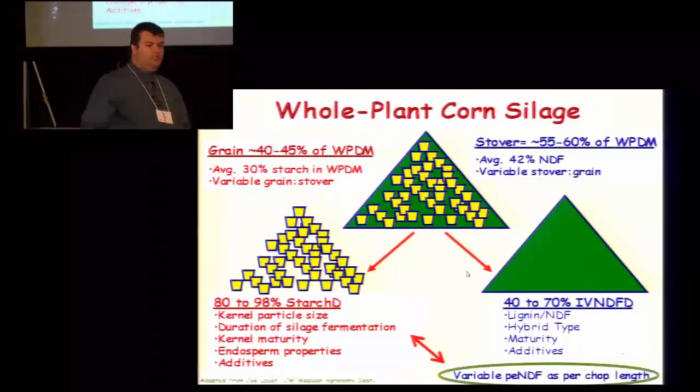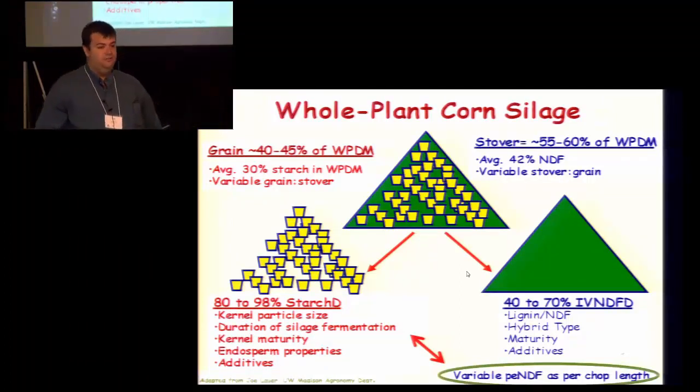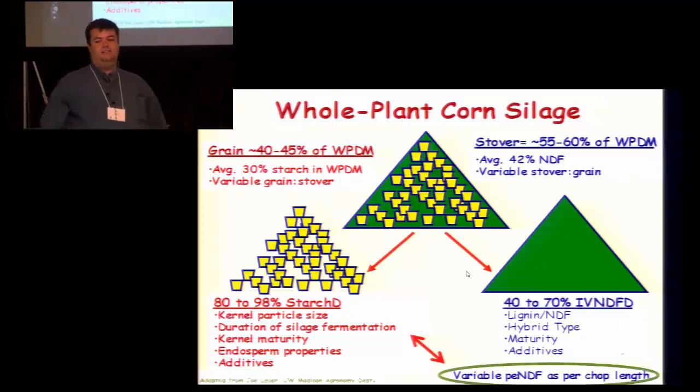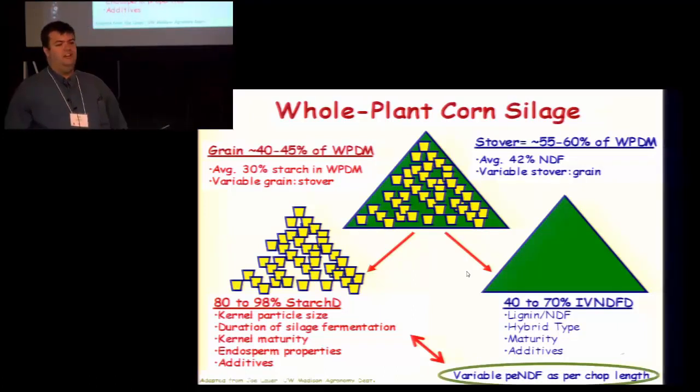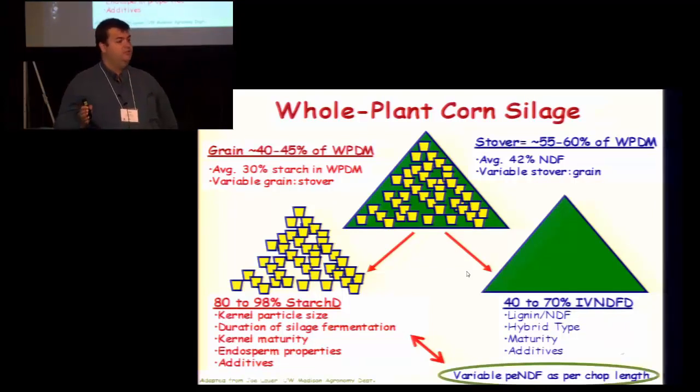Okay, so now that we put those indicators aside, I will try to describe to you some strategies that can help you to improve those indicators. Okay. So when you think about the whole plant corn silage, we often divide that, at least from a research setting, into two different fractions, okay?